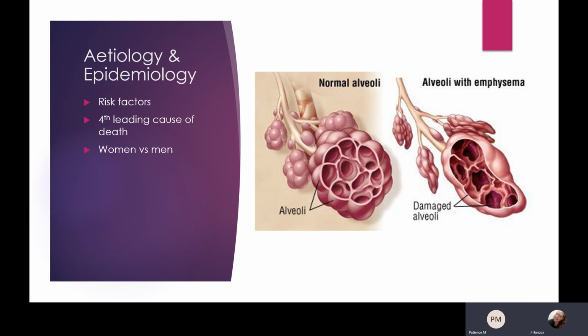Thank you, Jessica. Okay, so now we'll be getting into the etiology of the disease as well as the epidemiology. So the risk factors that are associated with this disease is smoking, which is by far the single most clearly established environmental risk factor for emphysema. 8 out of 10 cases are caused by smoking.